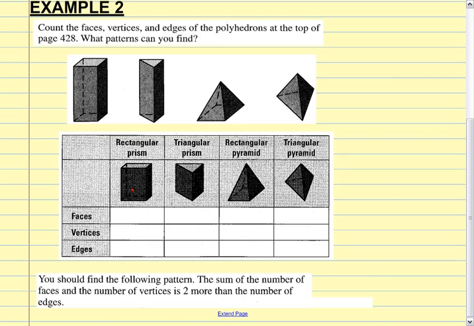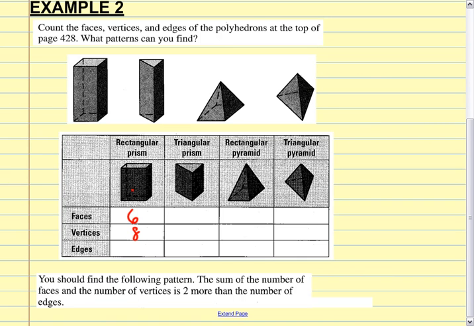Raise your hand. How many faces does it have? Barry. It has 6. Top, bottom, front, back, left, right. 6 faces. How many vertices does it have? Elizabeth? 8, right? 4 on the bottom, 4 on the top. How many edges does it have? I don't know.